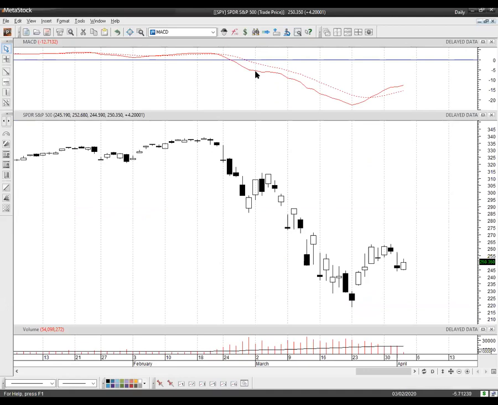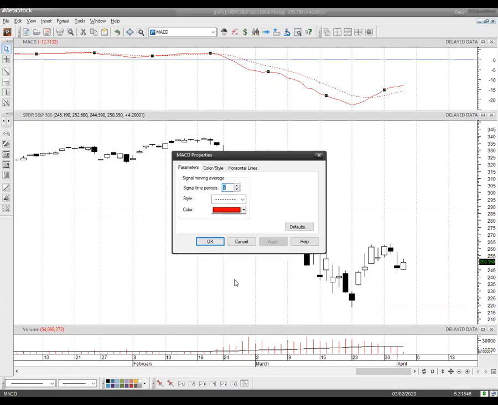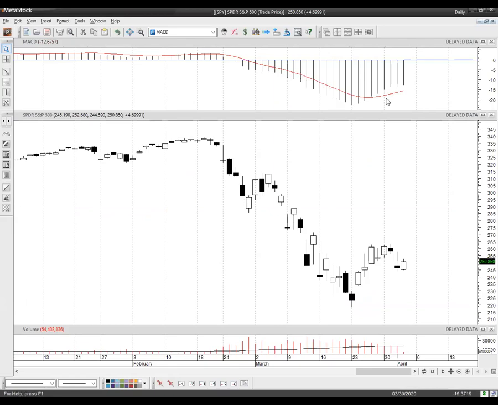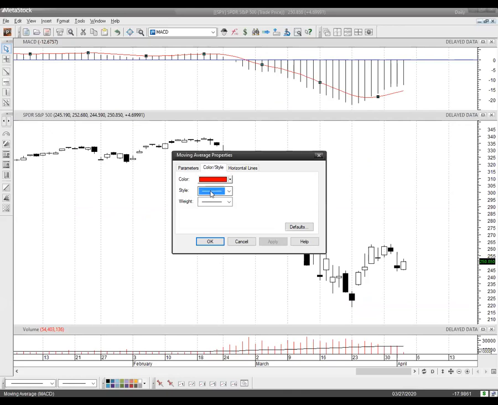If I want to make a change in Metastock, I double click on this and go to color and style here. I'm going to just make it black, and make it a histogram. Go ahead and click on apply. While I'm in here, I'm also going to make this signal line a little bit thicker. I just want you to be able to see it more clearly as we go through it here. I'm going to make this a little bit thicker too.